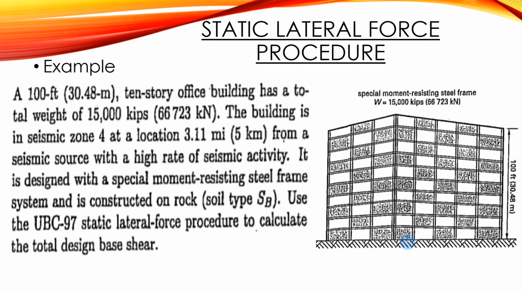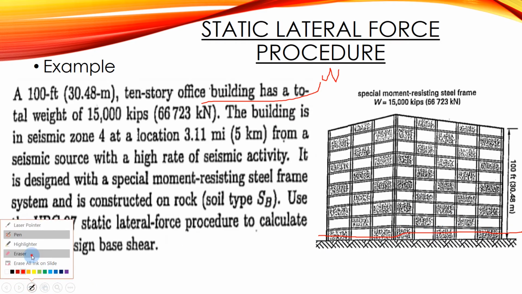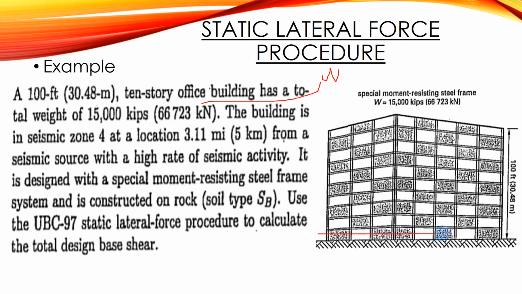Okay, so now let us proceed to our example for the static lateral force procedure. A 30.48 meter 10-story office building has a total weight of 66,723 kilonewtons. This will be your W. What does this mean, where is it taken from? It is all the weight from the mid height of the first floor going up. All of that weight is included, so that is the total weight.